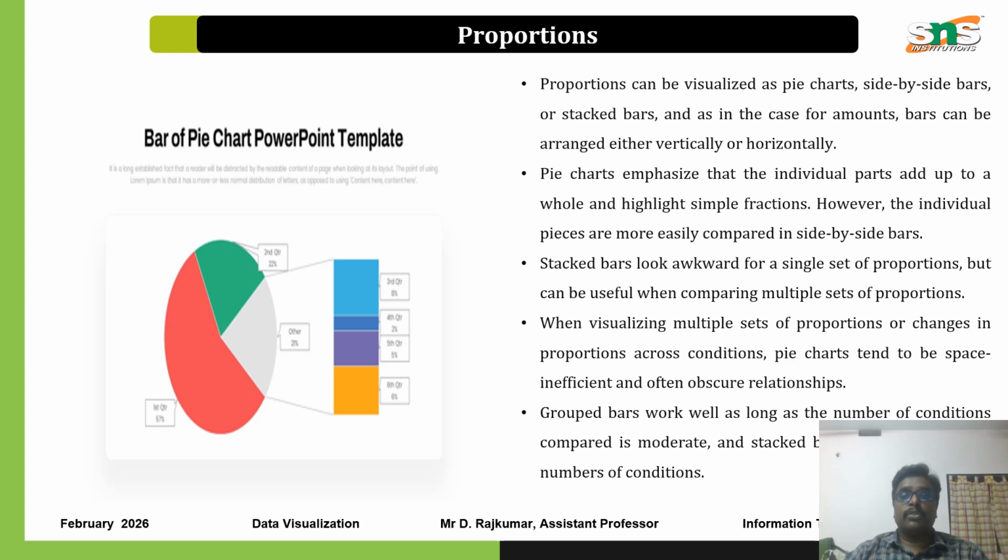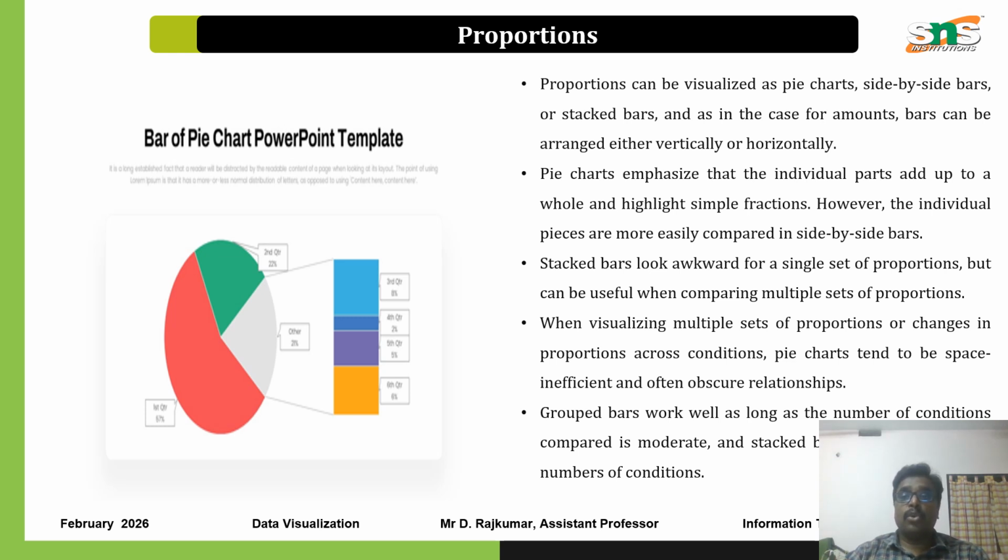Next come proportions. Proportions means percentage or part of a whole. Proportions can be visualized as pie charts, side-by-side bars, or stacked bars. In the case of amounts, normally bars can be used. A pie chart emphasizes the individual part in relation to the whole and highlights some simple fractions. However, individual pieces are more easily compared with side-by-side bars. So whenever we are using simple proportions, a pie chart is a good option.